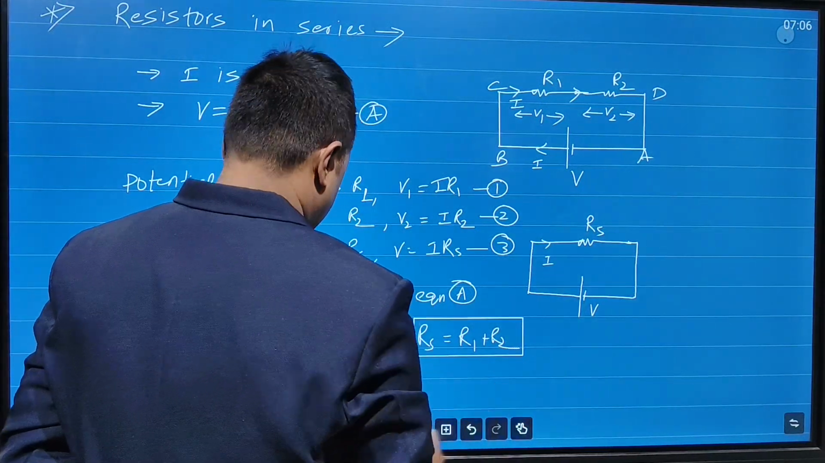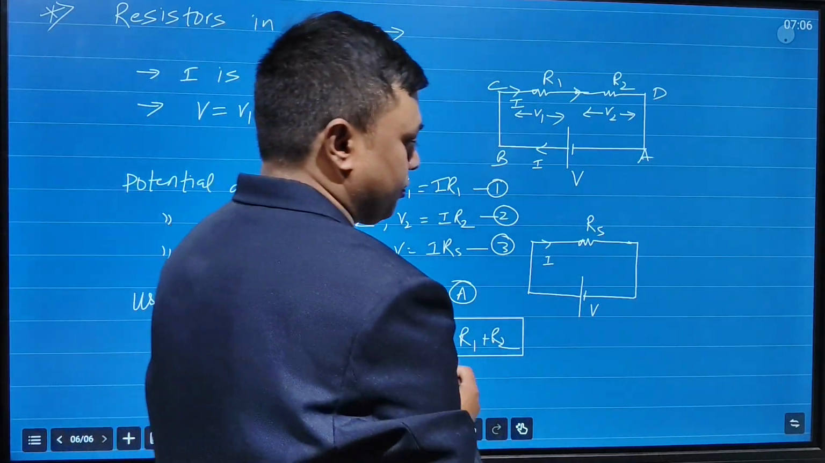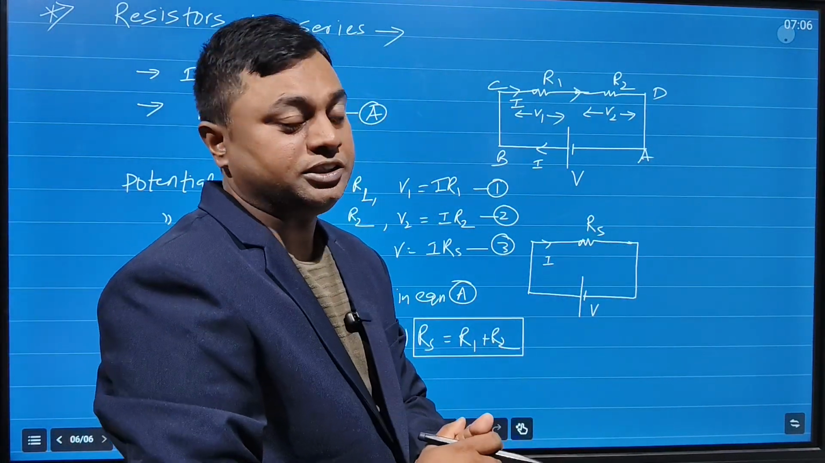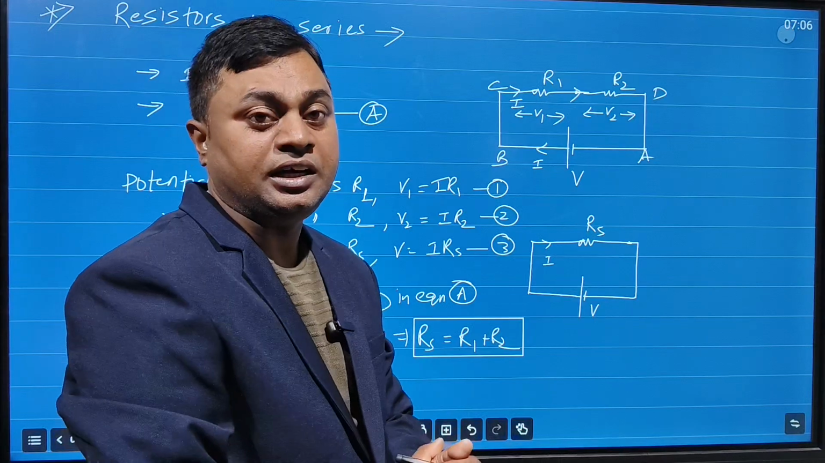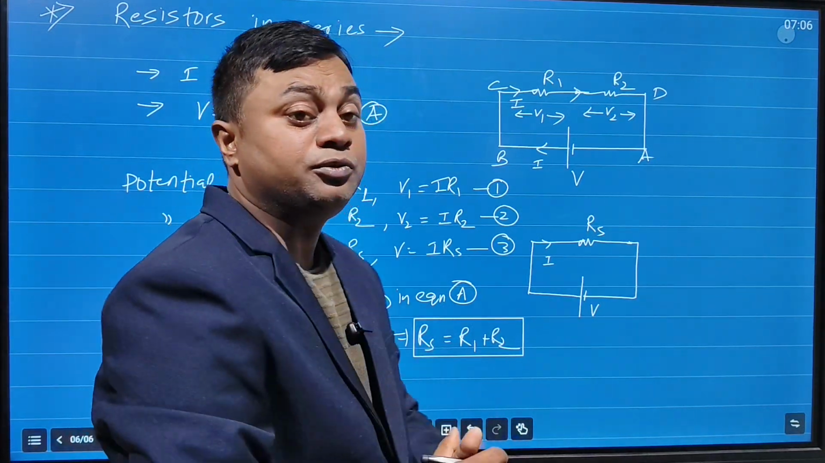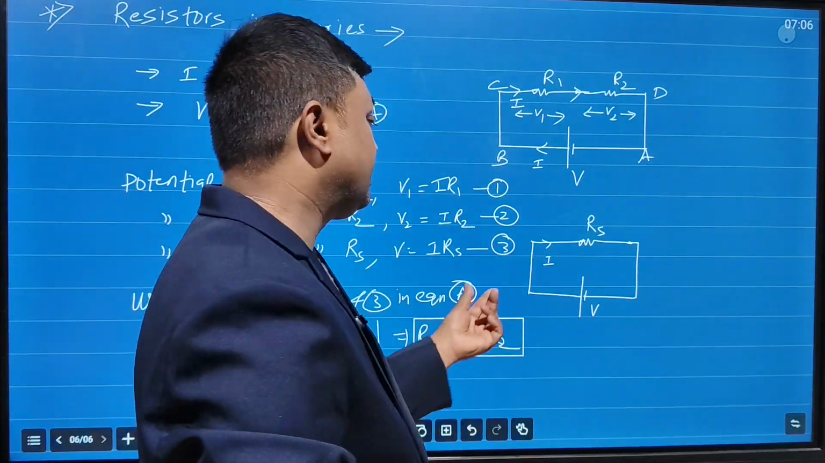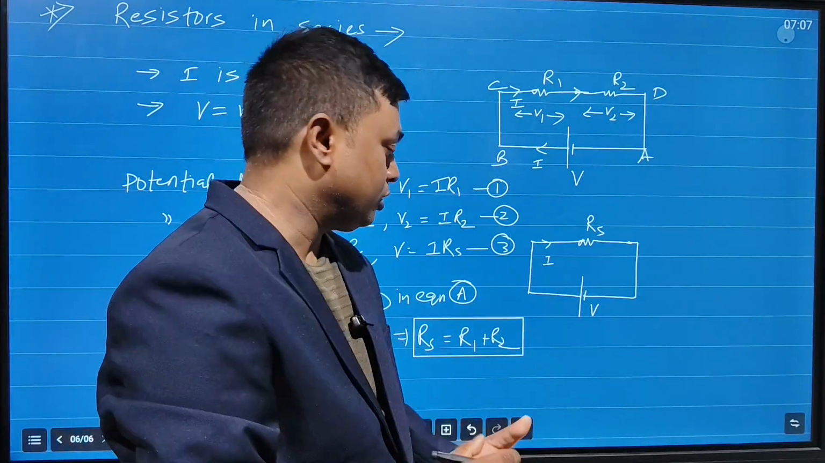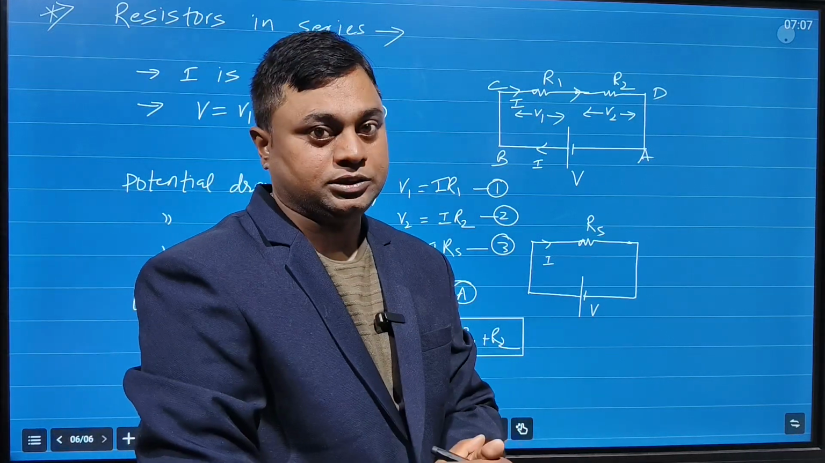So when we talk about series combination, to find the equivalent resistance, we just add the individual resistances which are connected in series. One more point you should remember, the equivalent resistance which we get will always be greater than R1 or R2, because it is a sum of the 2 resistors.